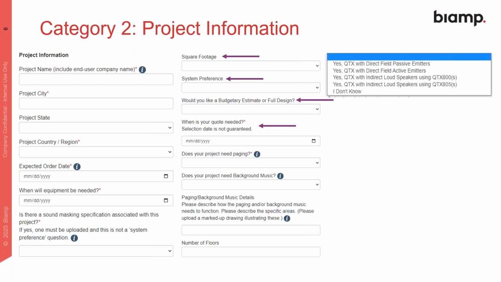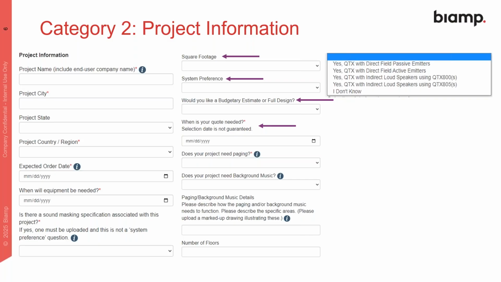So the direct field passive emitters and the direct field active emitters, those are the same actual chassis of the emitter itself, just different functionality and a little bit change in size, but overall same connectivity. Same thing with the indirect loudspeakers. Some people can have that, but the architecture itself won't allow. So we like to know that ahead of time so that we can keep you in the know of what we're thinking, how we're thinking it, and using our expertise to guide you in the right direction.